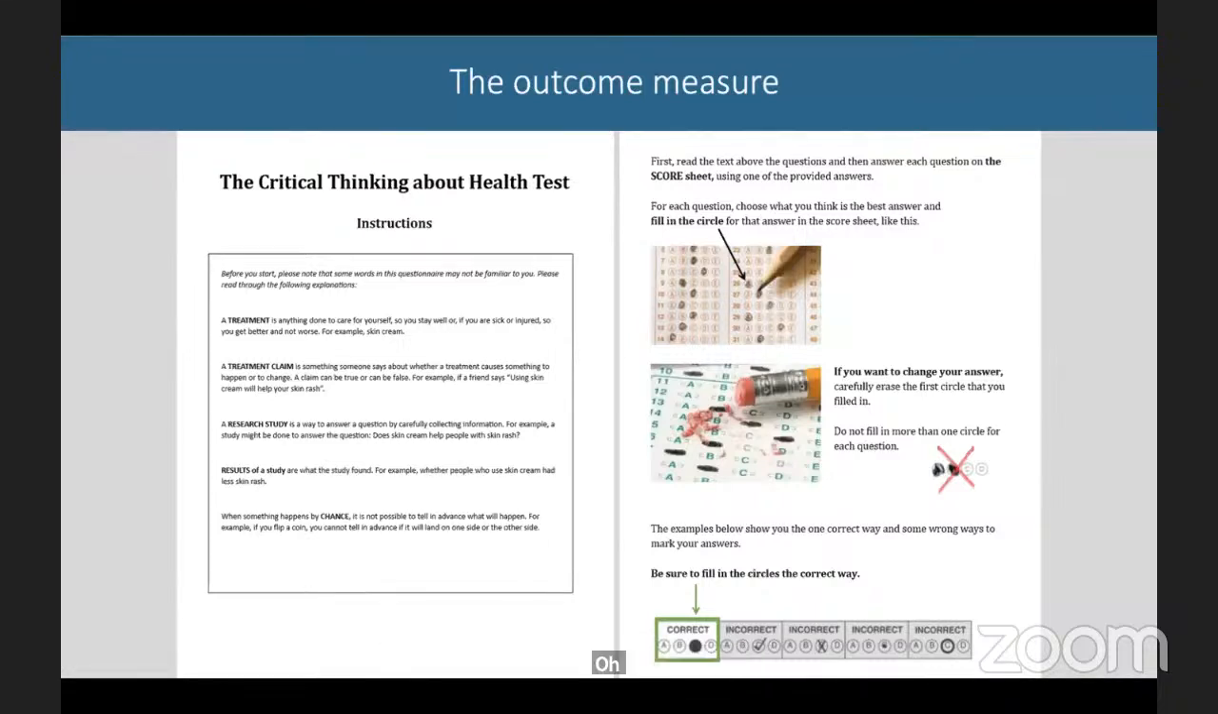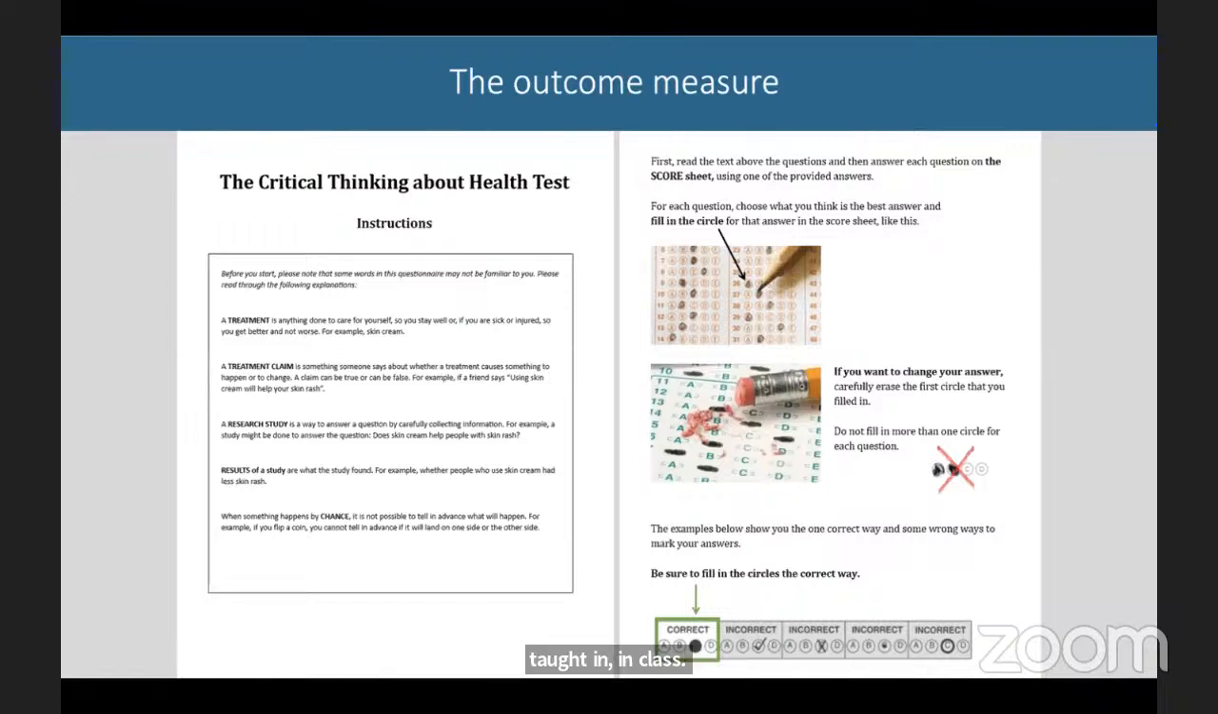So I was saying, after developing the intervention, we began to think about how we could evaluate how the students were able to understand the key concepts we had developed. Basing on the existing work done before on developing outcome measures for assessing critical thinking about health by this group, we developed a critical thinking about health test that tested the key concepts we had taught in class.